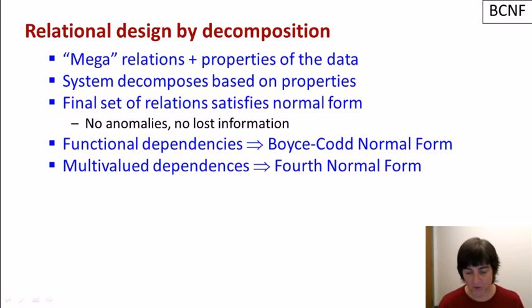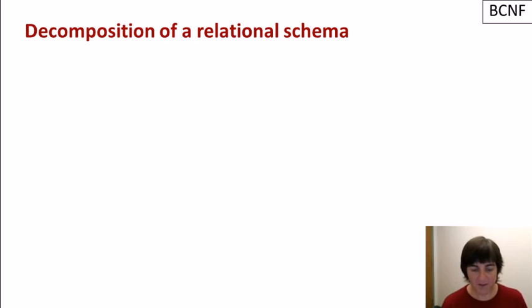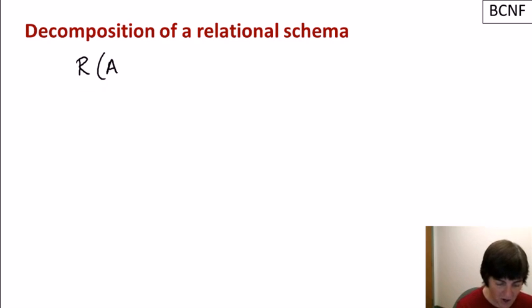Functional dependencies are used to create relations in Boyce-Codd normal form, and multi-value dependencies are used to create relations in fourth normal form. This video talks about the process of using functional dependencies to create relations in Boyce-Codd normal form. Let's start by defining what it means to do a decomposition of a relational schema. Let's suppose we have a relation R with a set of attributes A1 through AN.